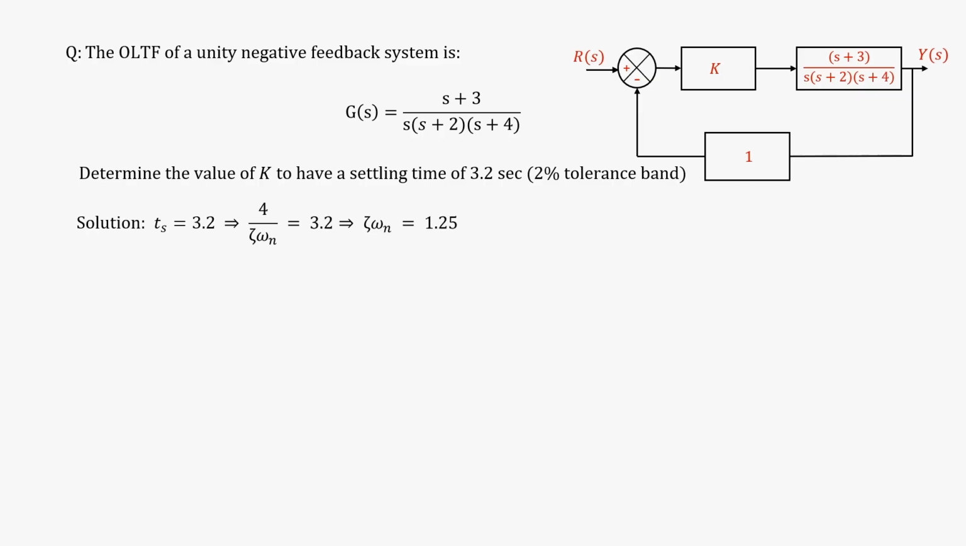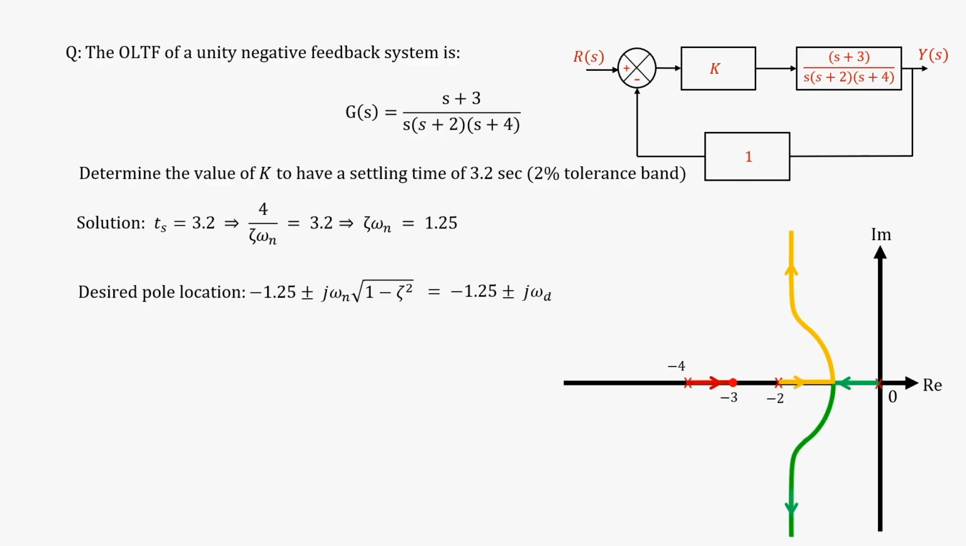So, since Ts equal to 3.8, so zeta omega n will come out to be 1.25, and in this case the desired pole location will come out to be minus 1.25 plus minus j omega d. If you go ahead and draw the root locus for this system open loop transfer function, the root locus will look something like this. Here are your open loop poles, these are the two open loop poles, and this is your finite 0 which is at minus 3.